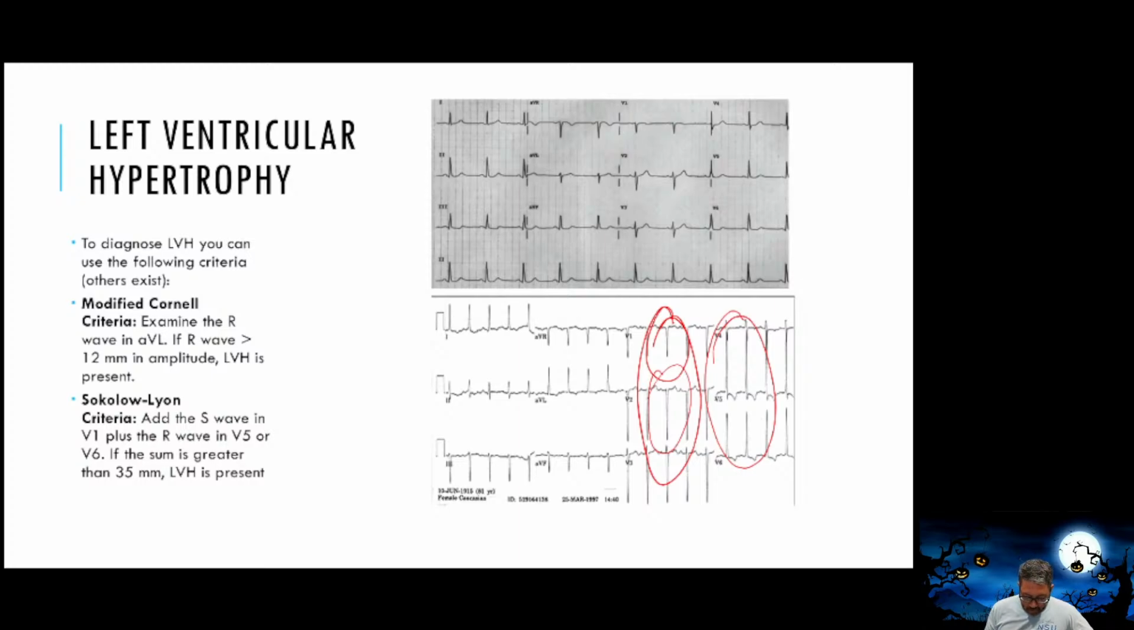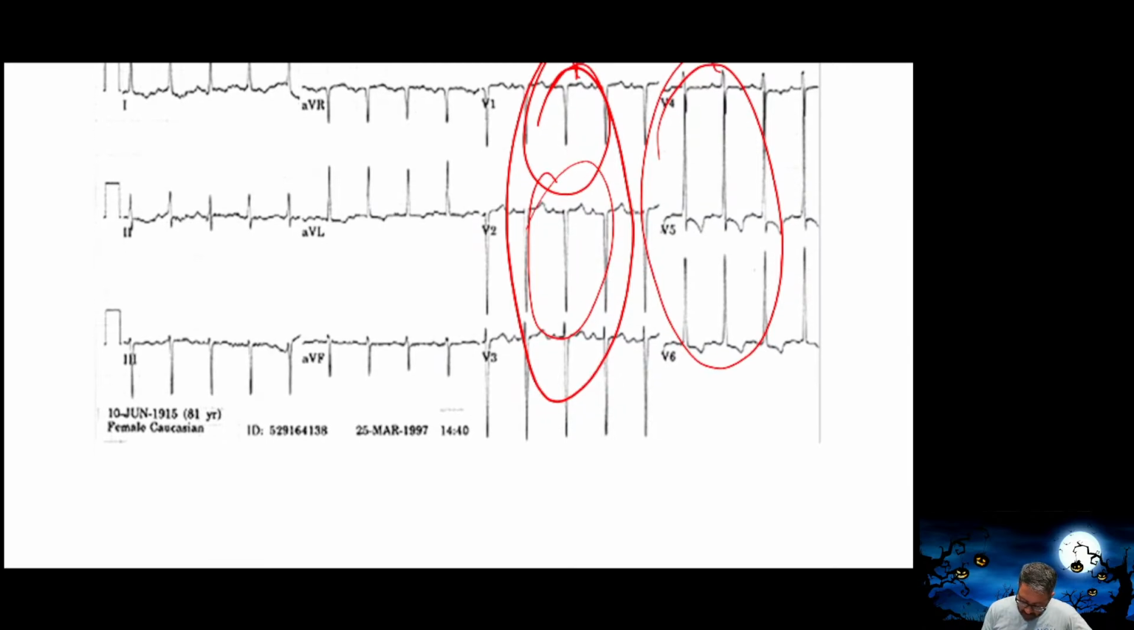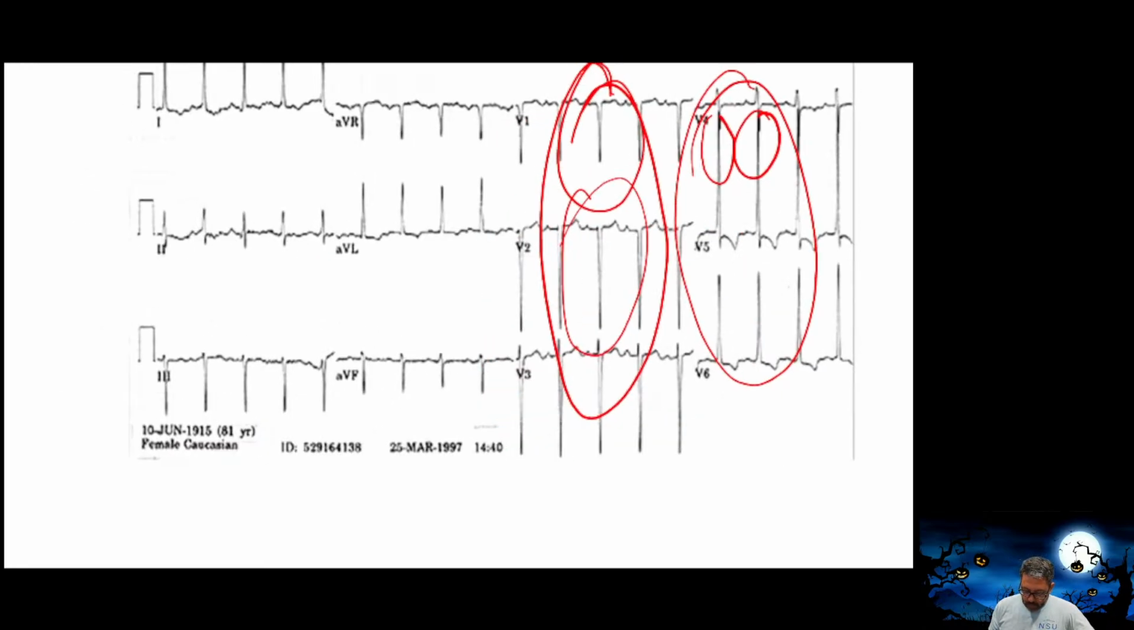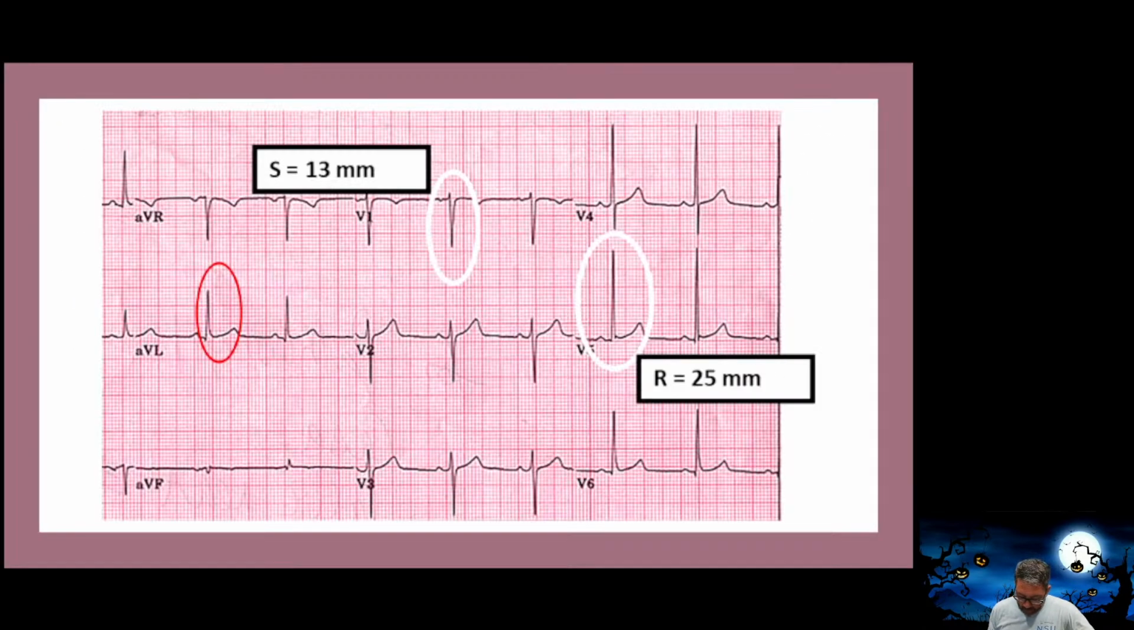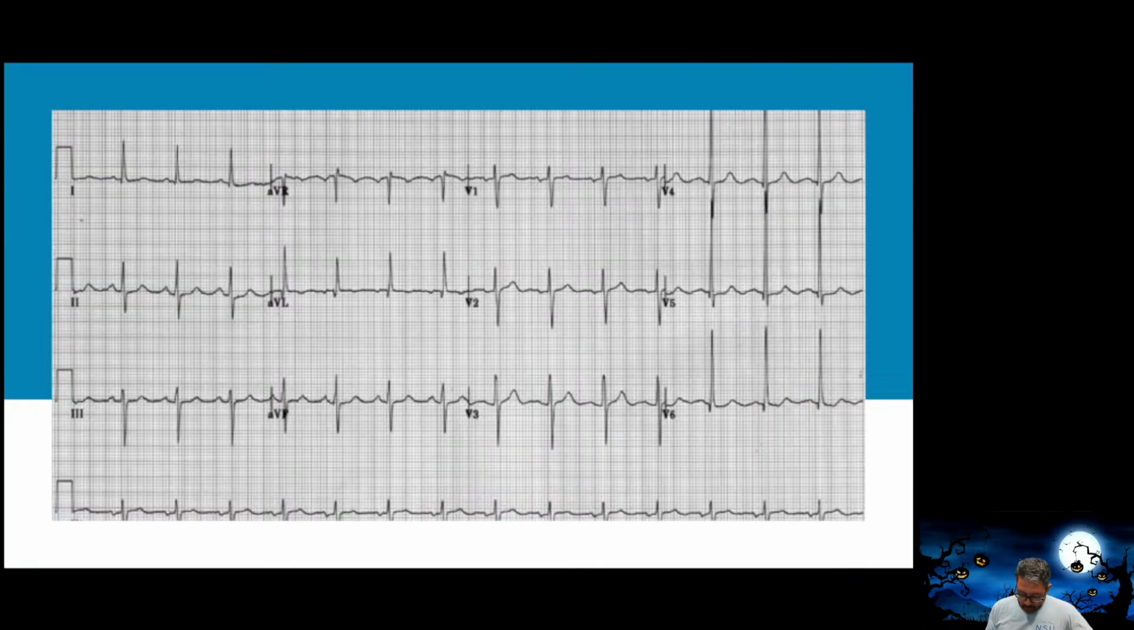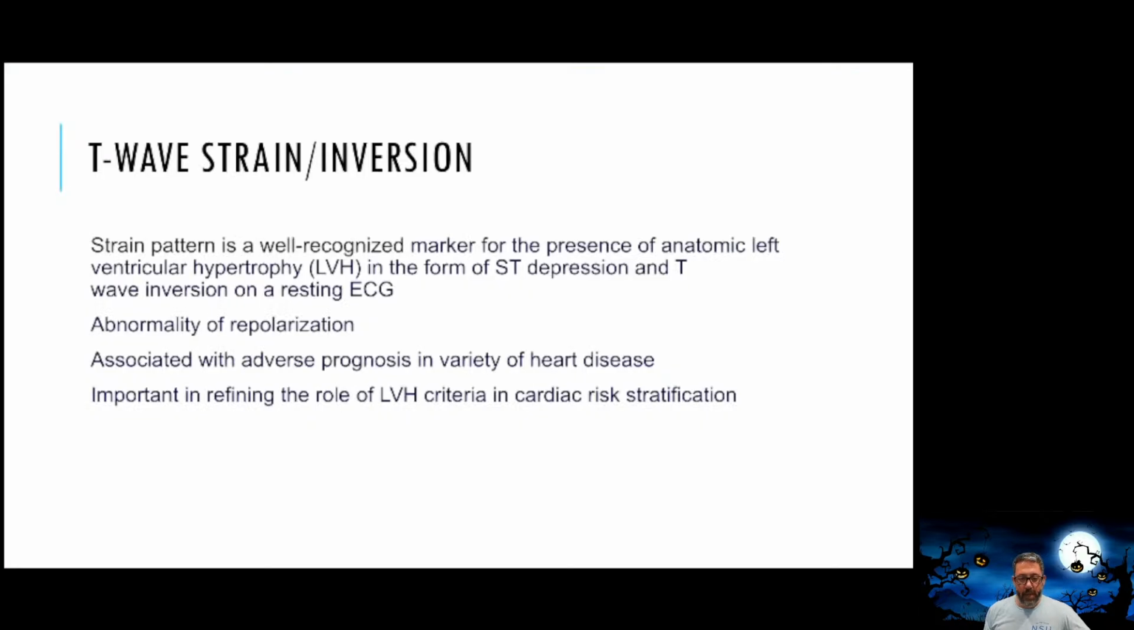There are these Sokolov criteria. We just add them up. If it's greater than 35, then we know that's LVH. However, another great thing you can look at, if you see, like in this case, the overlapping of the complexes, that's a very good sign that that is a left ventricular hypertrophy. So I hope that answers your question about the hypertrophies. Again, you can look, 13 plus 25 is greater than 35. And there's your thing. Same thing here. You have these overlaps. LVH.